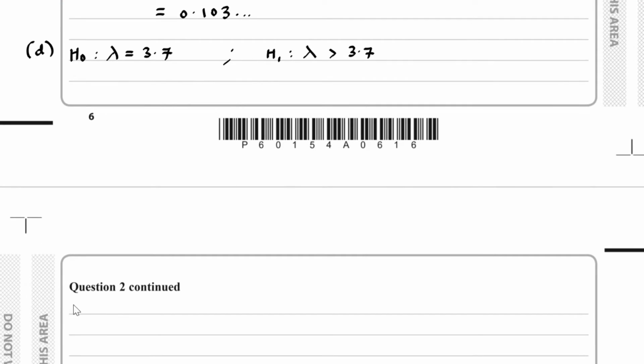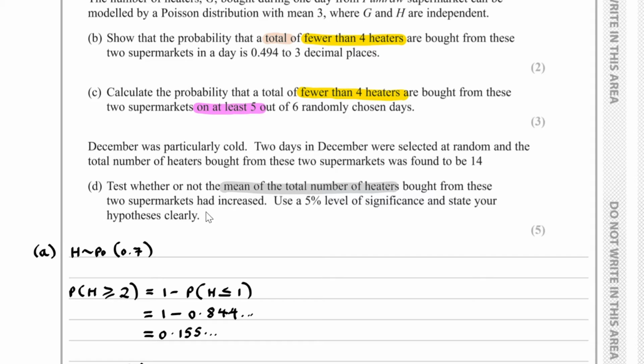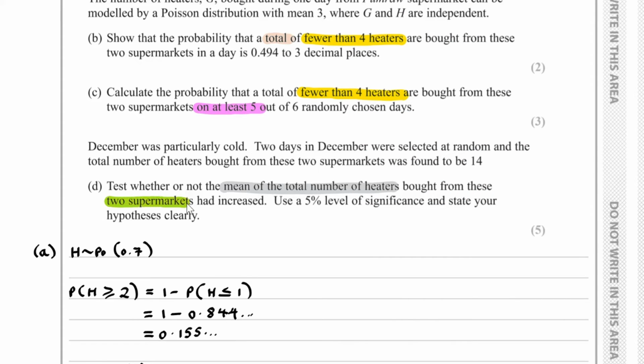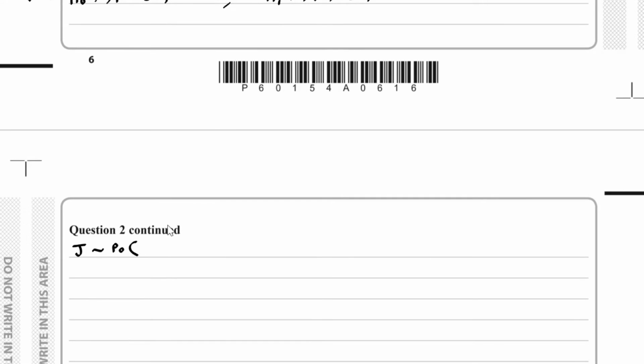And if we come up with a new Poisson model, if you go back over here, we have to multiply our mean by 2. The reason we do that is we're looking at the 2 supermarkets. So perhaps if I highlight that, we're looking at the 2 supermarkets, so we have to multiply this mean by 2. So we have J, which follows a Poisson distribution with parameter 7.4. Hopefully that makes sense.